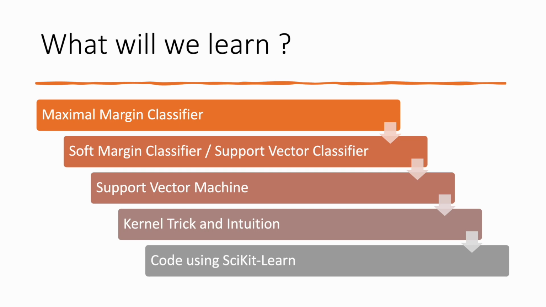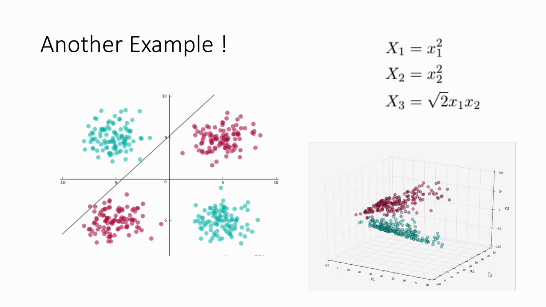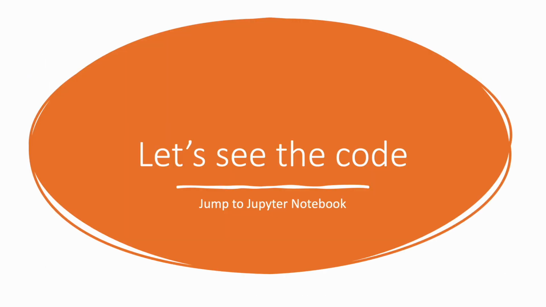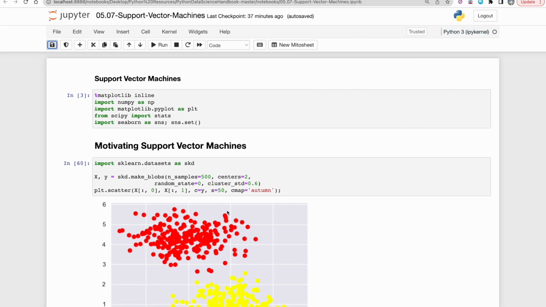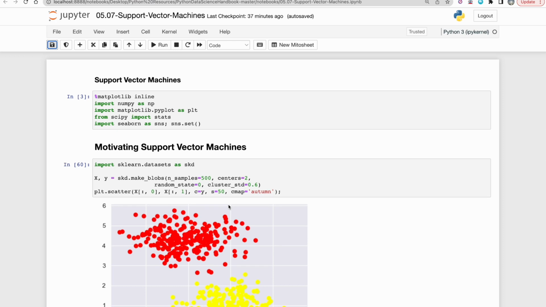Now in this particular video, we are going to use scikit-learn to code SVM. So without further ado, let's do some coding. Let's jump onto Jupyter Notebook, okay? I have already opened my Jupyter Notebook over here. The first thing we should do is import our libraries, right?